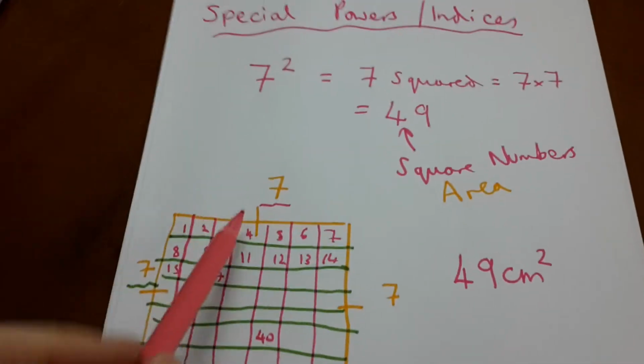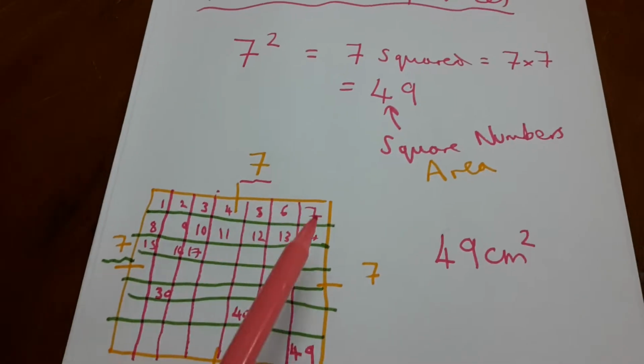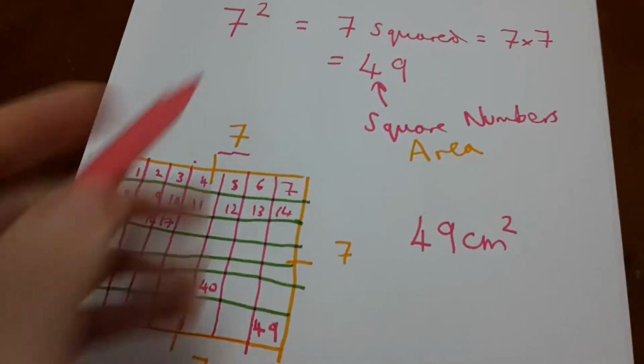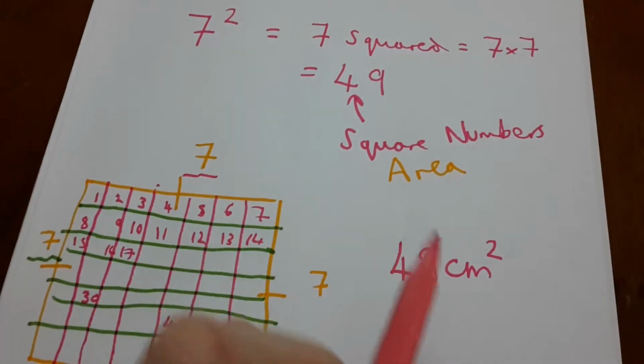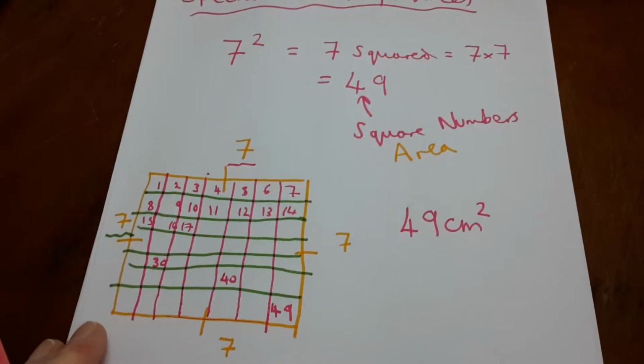Do you notice that 7 squared tells you the area of a square with side lengths of 7? So that's what a square number means. A square number tells you the area of the square.